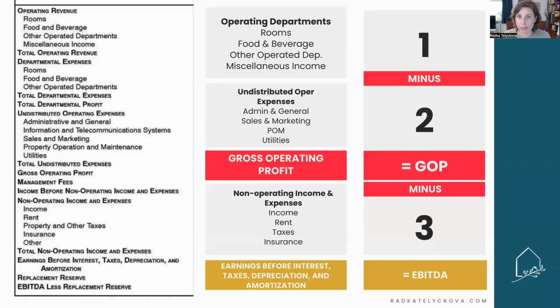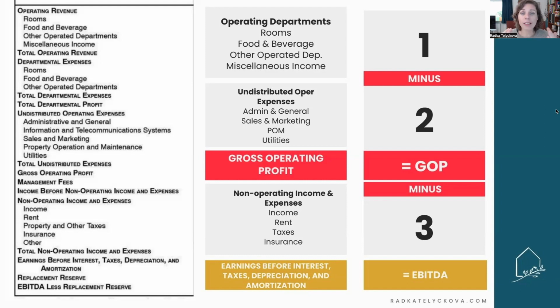If you have a look on the left-hand side, you will see first revenue, then you see departmental expenses, and then you see undistributed operating expenses. Then our operating departments, rooms, food and beverage, other operated departments, and miscellaneous income. There is a categorization of which cost and which revenue belongs where. You're going to get full access to what belongs where in order to make it simply happen.